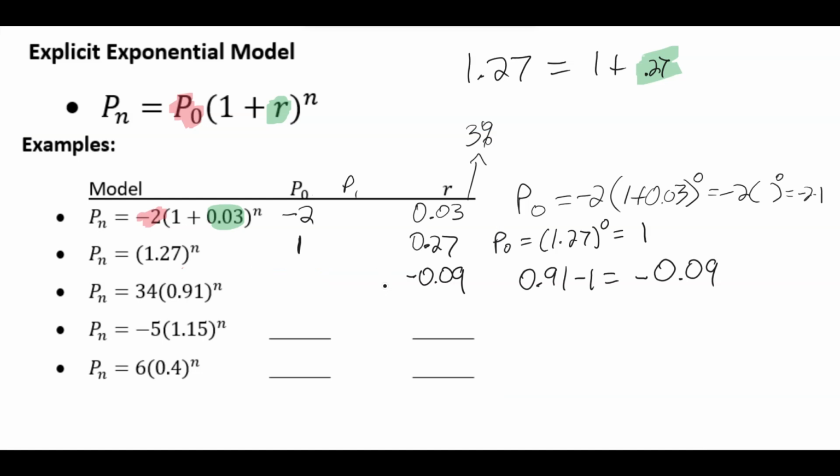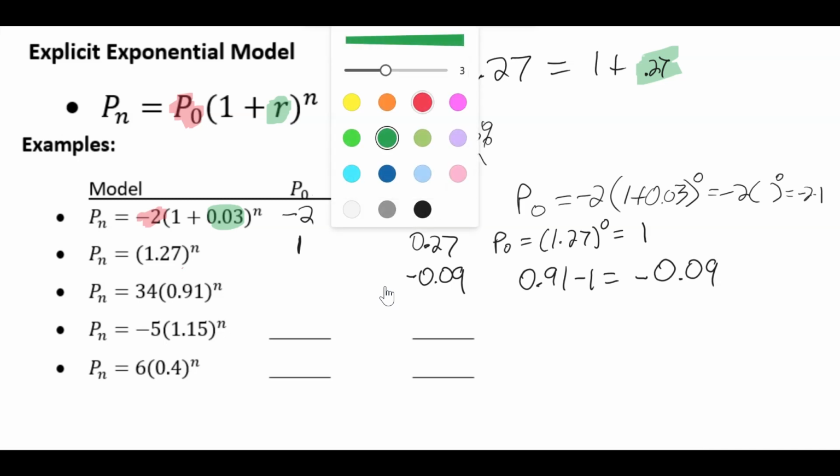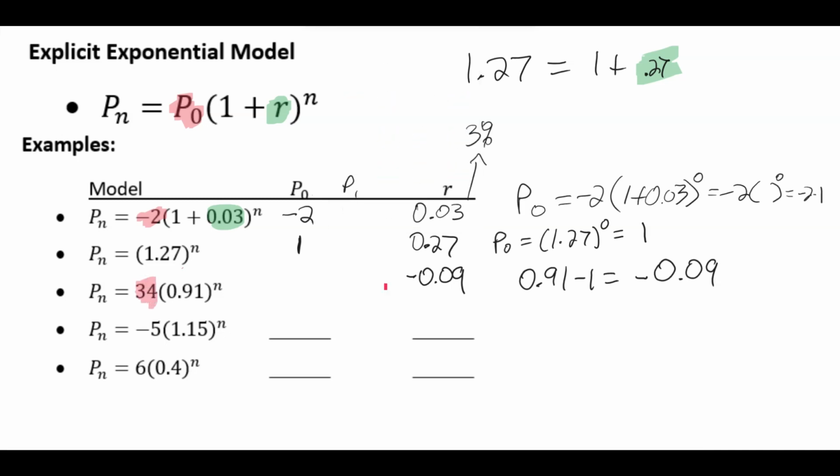Now for the P sub 0, again, we can see this one visually. It's right there. But you can also plug in 0 and evaluate it. We get 34.